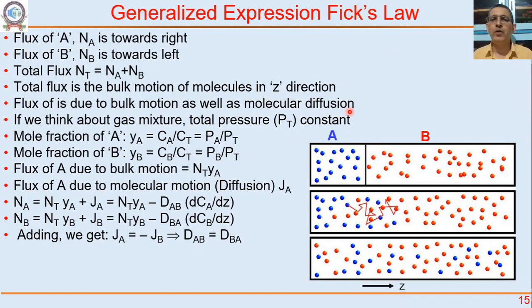Imagine that there are two containers. One contains A and one contains B. So blue molecules and red molecules, and these molecules are in random thermal motion. Now this partition we are going to remove. What happens now? There is no bulk flow, only purely diffusion. So A is going to diffuse from left to right, B is going to diffuse from right to left, purely diffusion.